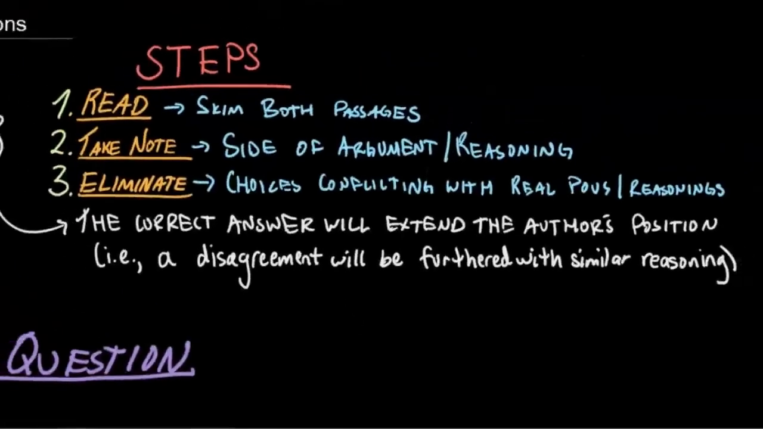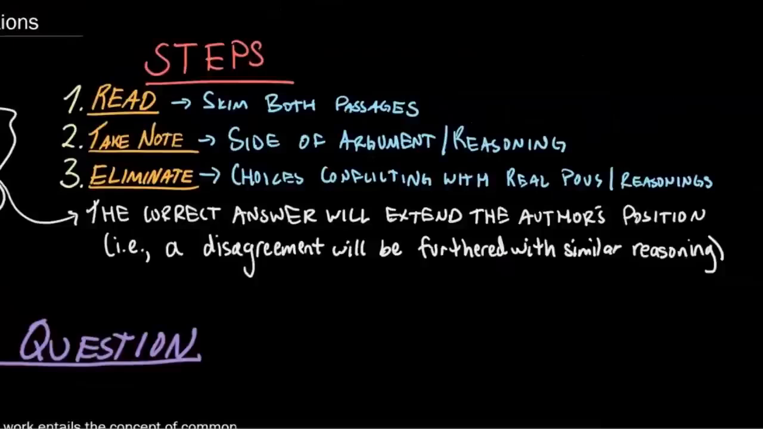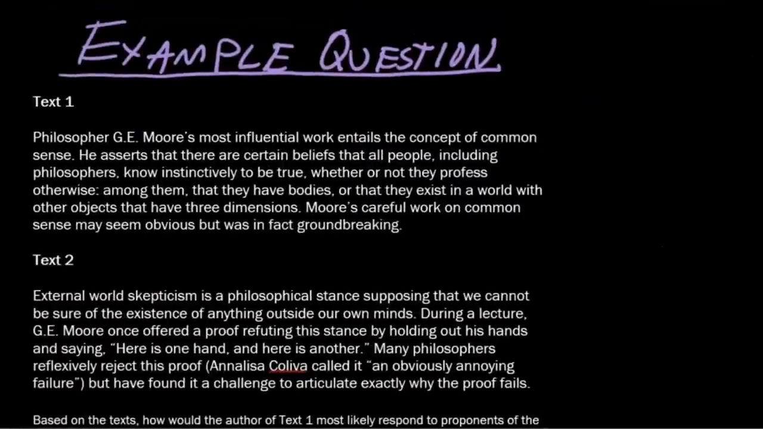The first thing you want to do is skim the passages. You don't necessarily need to read every word. Just make sure you get a general idea. Make sure you know which side of the argument both are on, and what line of reasoning they have, etc. Then you're going to eliminate choices that conflict with these lines of reasoning and their points of view.